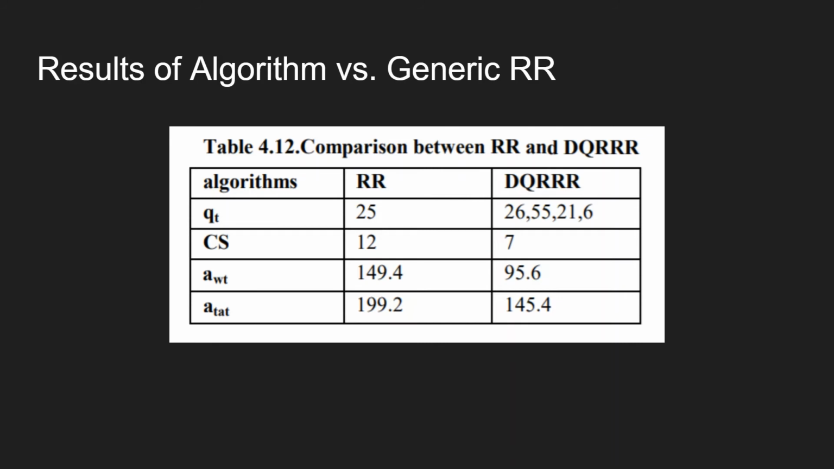So first they test it with round robin, and as you can see here, QT is the time quantum. For round robin, there's one static one; for their implementation of the algorithm, it's the median of the processes currently on the ready queue. CS is not critical section. It is context switches, which in the case of generic round robin is 12. In the case of DQ it's 7, which I think is a substantial decrease in the amount of context switching. Similarly, average wait time and average turnaround time are also substantially less than that of generic round robin.